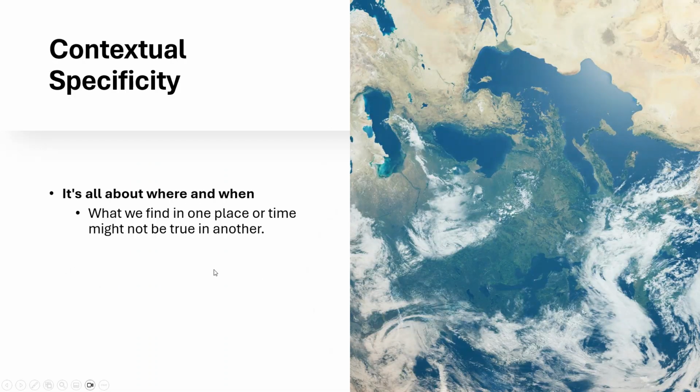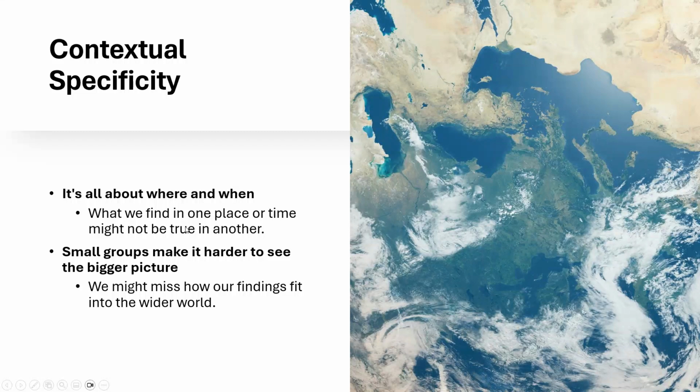Also, what about the context? This is all about where and when our research is happening. What we find in one place or time might not be true in a different place at a different time. Small groups make it therefore harder to see the bigger picture. We might miss how our findings fit into the wider world. For example, if you're only asking Nigerians their view on something, what about Brits? What are their views? It could be totally different.